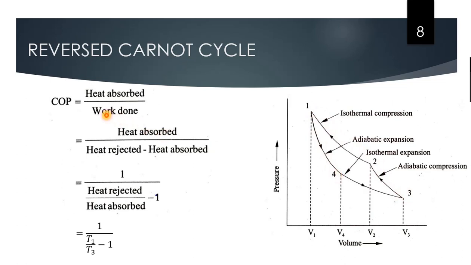Here the output is the heat absorbed and input is the work done. Okay, output is the heat, input is the work, or efficiency is represented as coefficient of performance in case of reverse Carnot cycle, and it is equal to heat absorbed by heat rejected minus heat absorbed, that is equal to 1 by heat rejected by heat absorbed minus 1, which is equal to 1 by T1 by T3 minus 1.